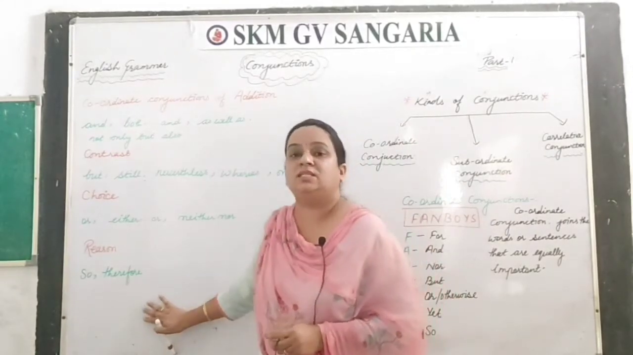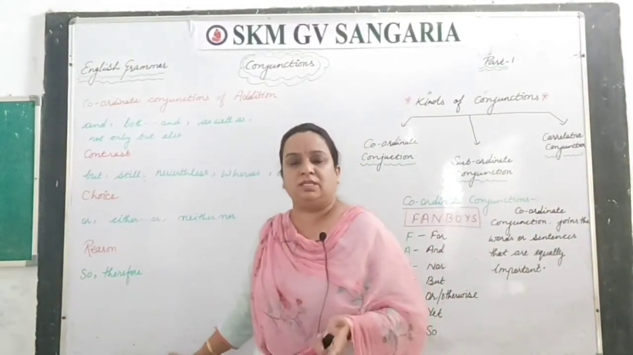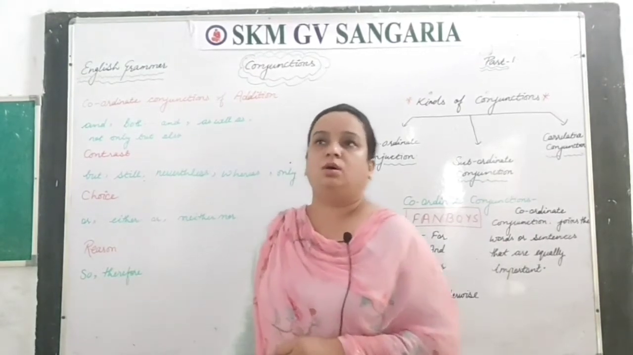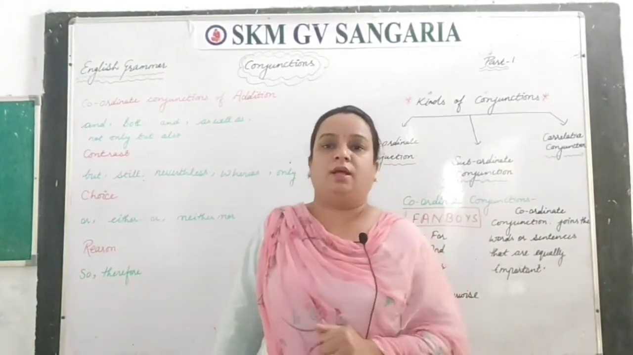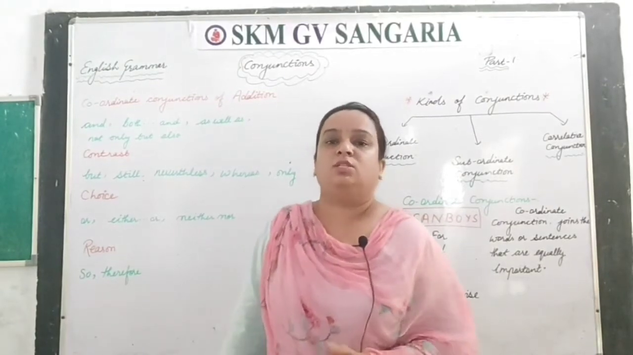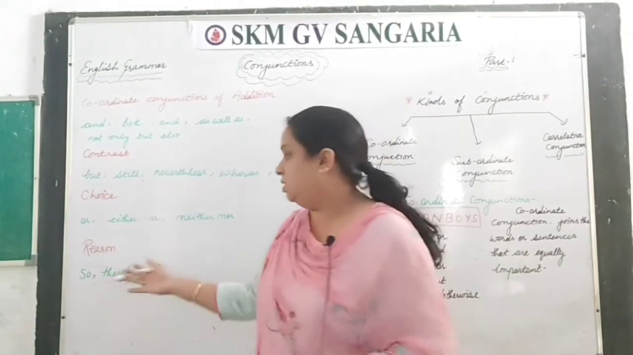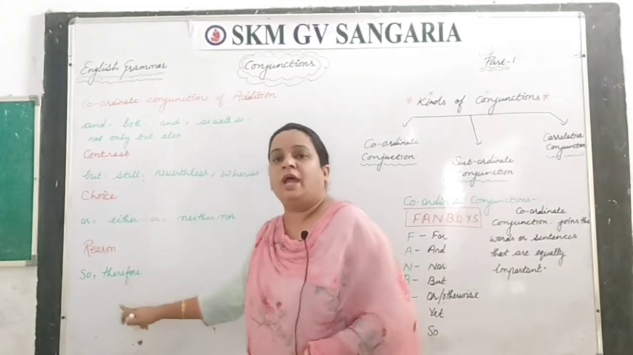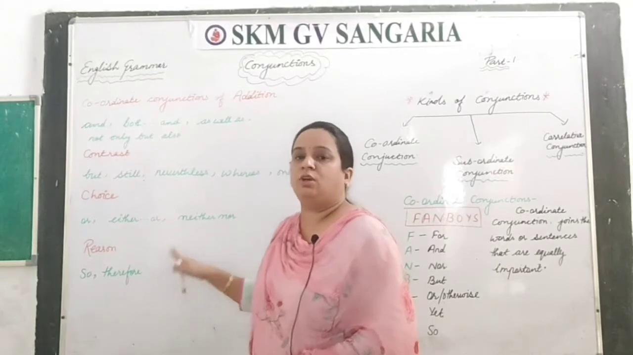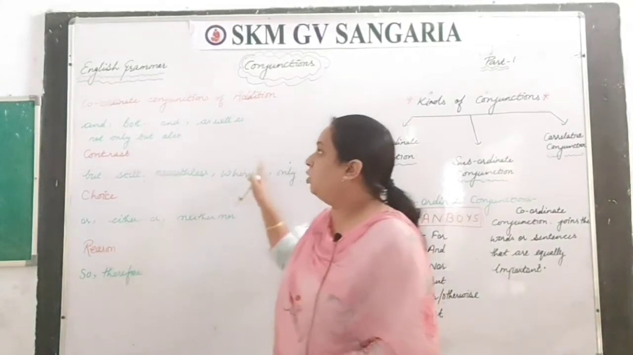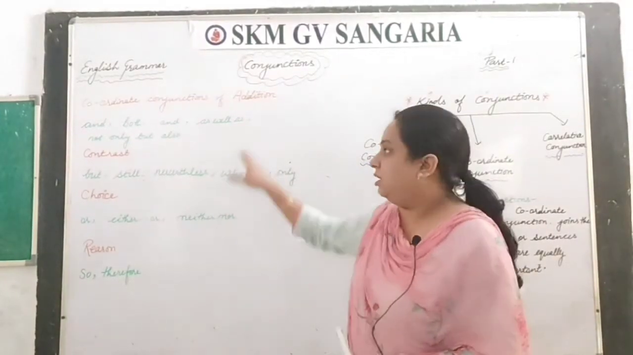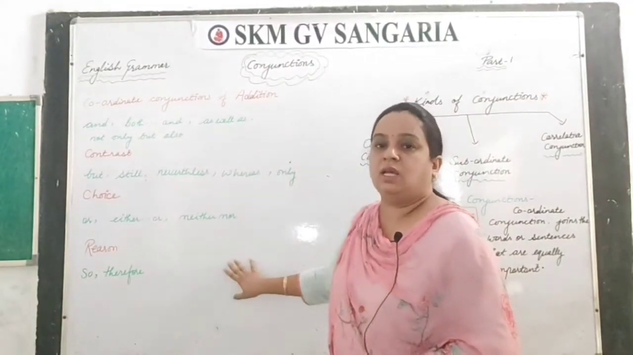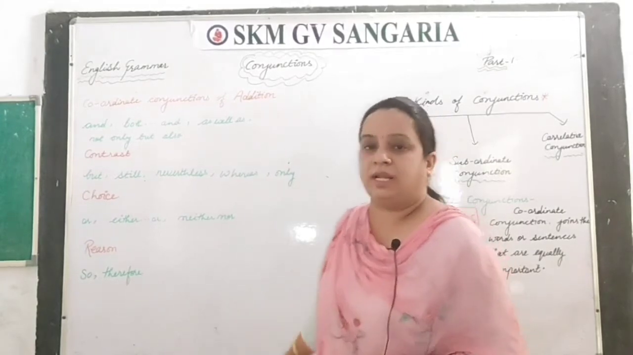And next one is reasons. If you want to show the reason, the best example of this is what? Suppose you write an application for leave. I am ill, so I cannot come to school. So the reason you are giving there, no? The word you are using is so. So and therefore you have to use when you have to give reason in coordinate conjunctions. Now I will give you examples of all these and we will understand this in more detail.